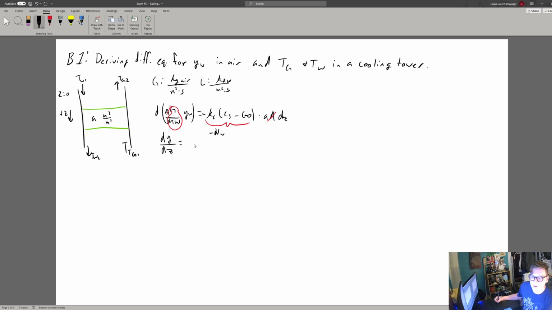Okay, so we're just going to rewrite this. We're going to have a negative, our mass flux times the area, the specific volume, I mean, times the molecular weight divided by the gas flow rate. And that's going to be our first equation. That's the equation for the mole fraction in the air.